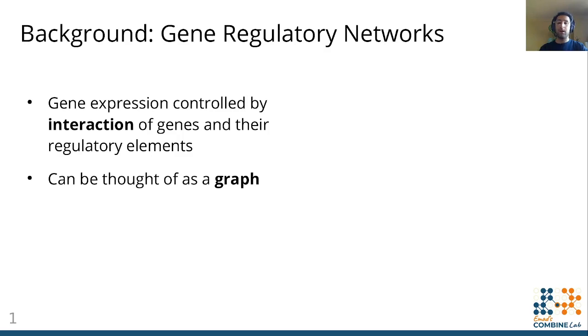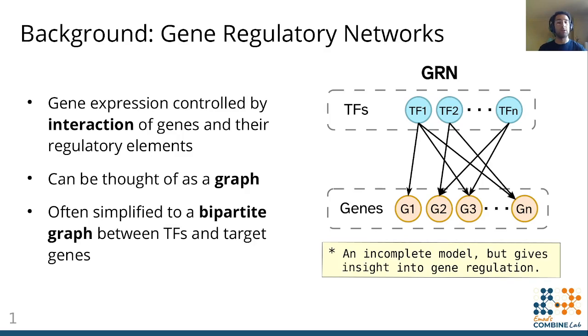Very often in our field of research, GRNs are simplified into a bipartite graph between transcription factors and target genes. So we have a set of nodes that are transcription factors, or TFs, and a second set of nodes comprised only of target genes. Regulatory interactions are represented by edges outgoing from a TF into the target genes that TF regulates. Although it's an incomplete model, we still get a lot of insight into gene regulation, which helps us model and understand various biological processes.